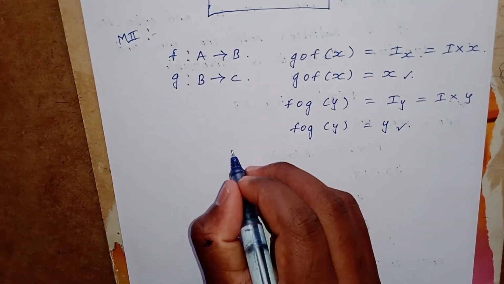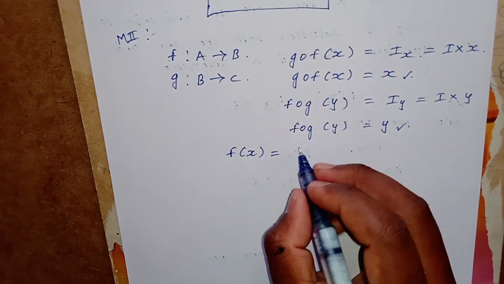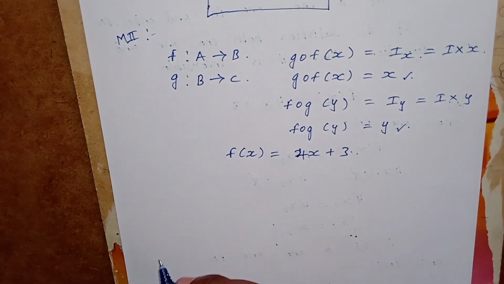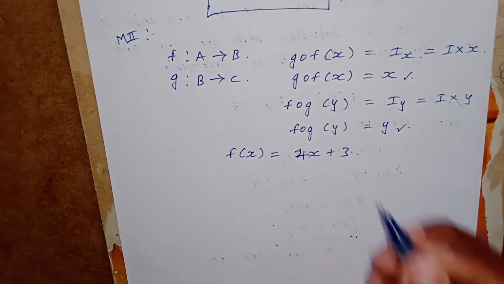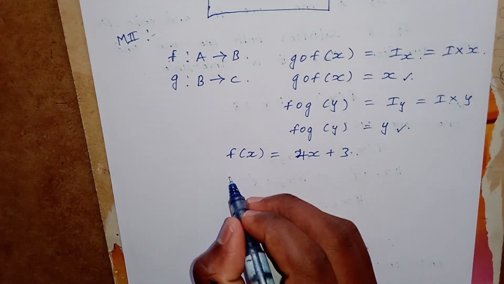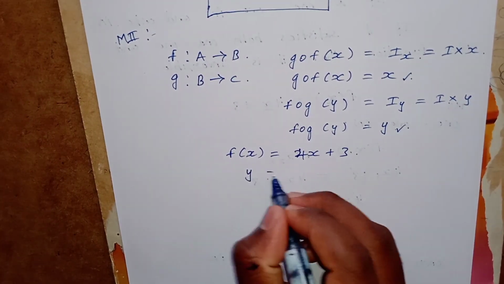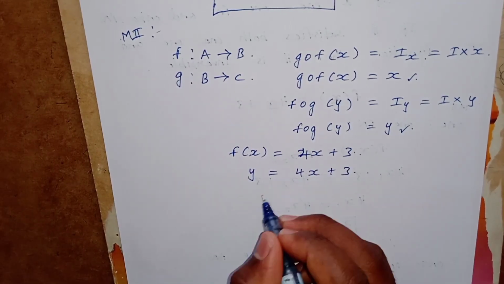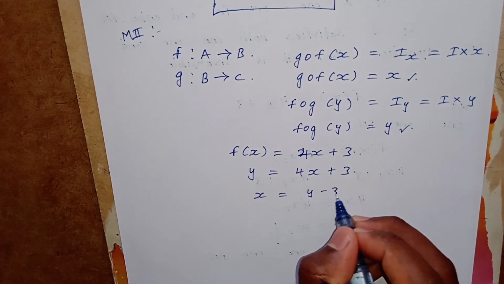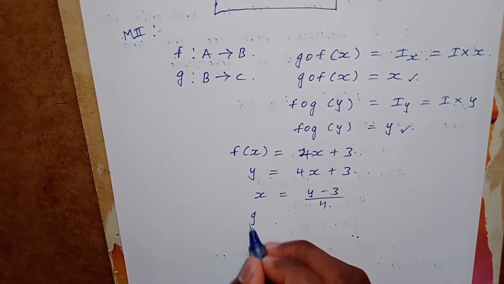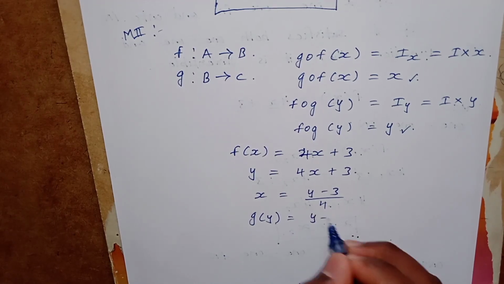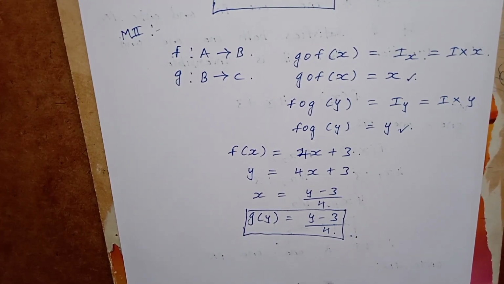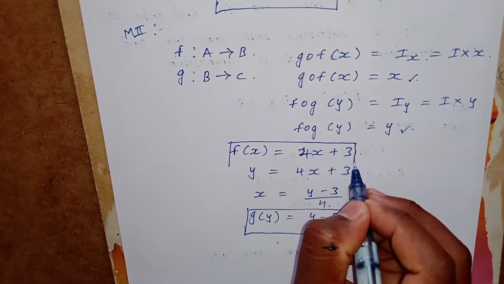See, here the same term: f of x equals, I am taking, 4x plus 3. Now f of x is there, we need g of x. Therefore again for g of x you have to do it like this: f of x equals y, 4x plus 3, so x equals y minus 3 divided by 4. Therefore g of y equals y minus 3 divided by 4. This is my g of y, this is my f of x.